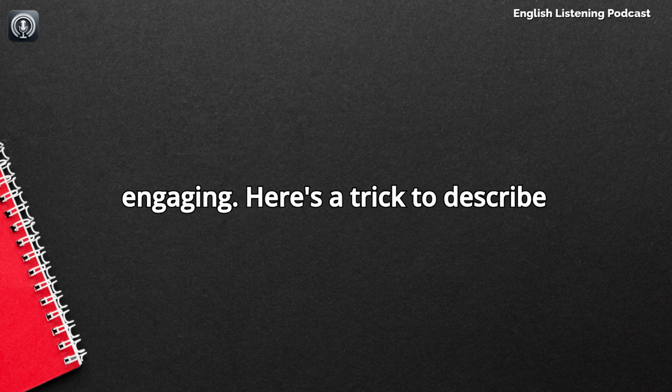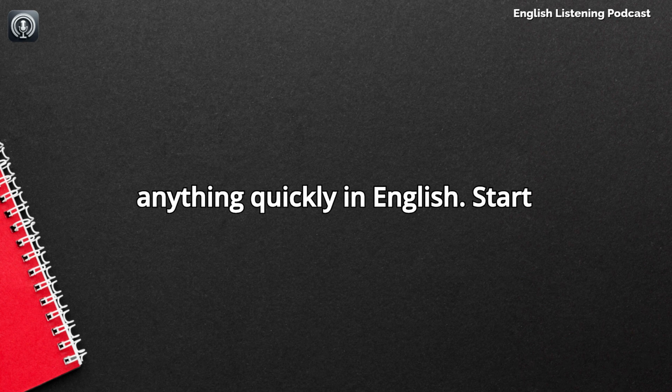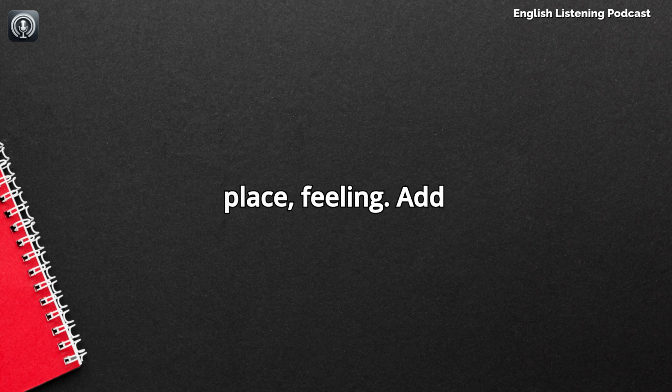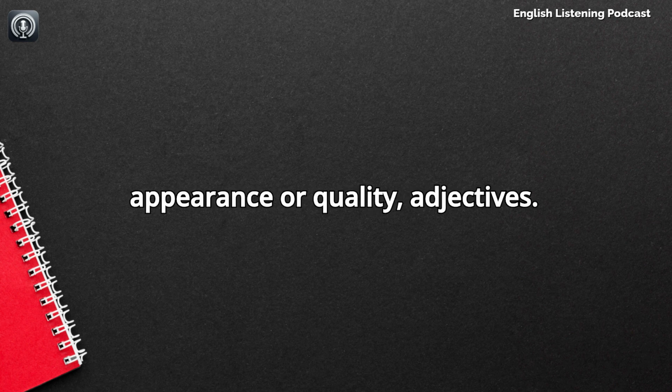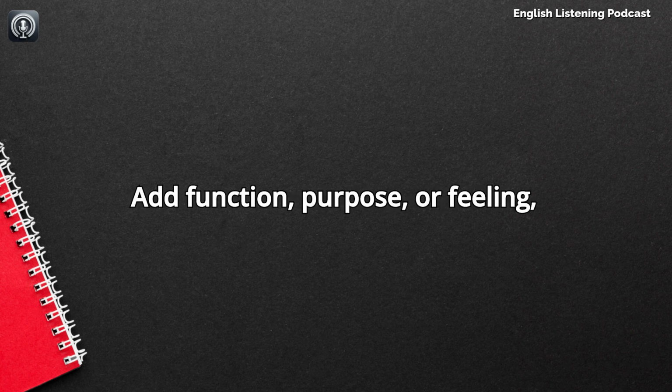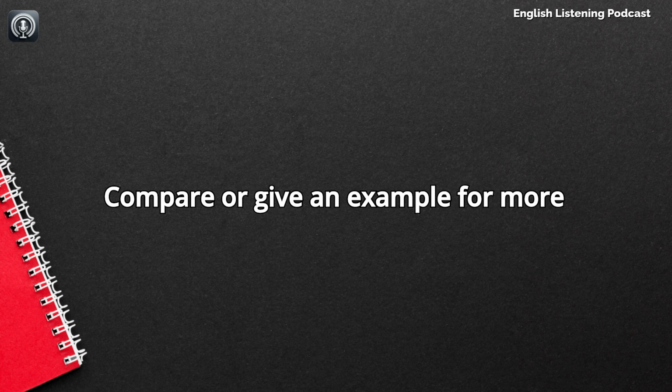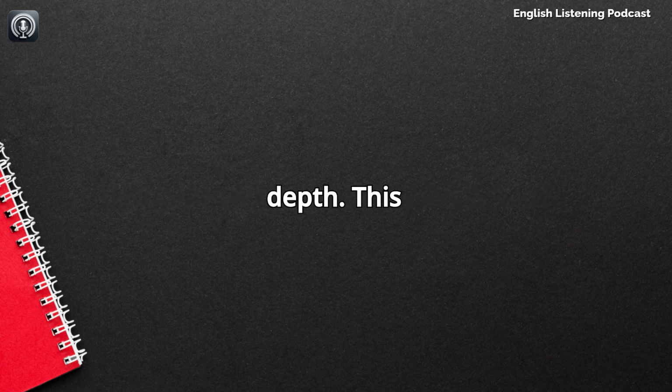Here's a trick to describe anything quickly in English. Start with what it is: object, person, place, feeling. Add appearance or quality, adjectives. Add function, purpose, or feeling, verbs and emotions. Optional: compare or give an example for more depth.